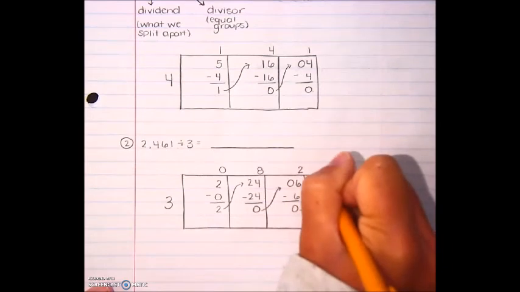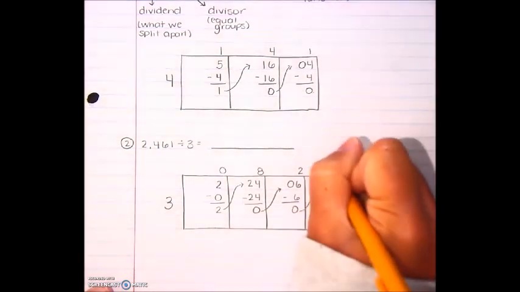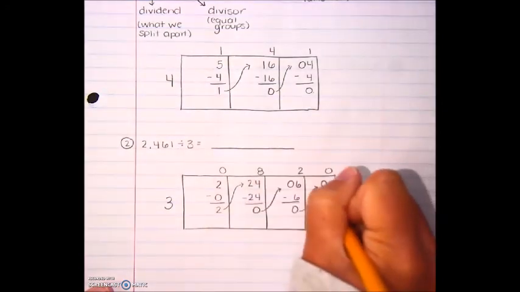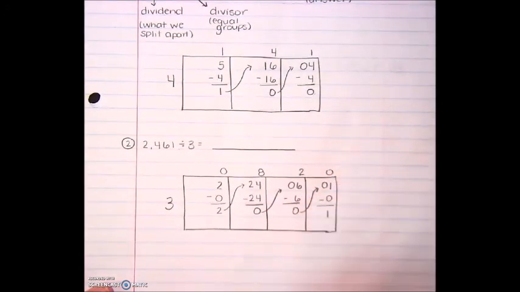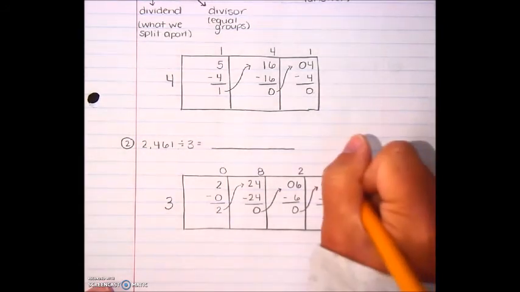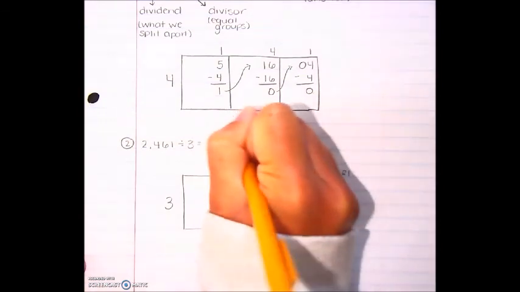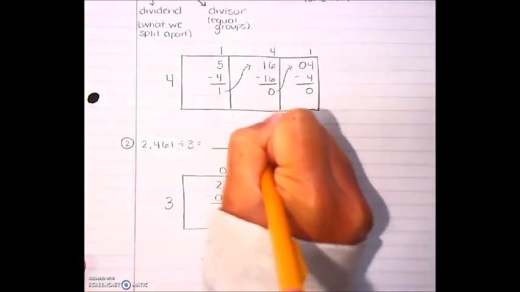Bring it up. How many groups of 3 fit into 1? 0 groups. 0 times 3 is 0. Subtract, I'm left with 1. Since I have no more columns, that means that 1 is a remainder. So my final answer here is 820, remainder 1.